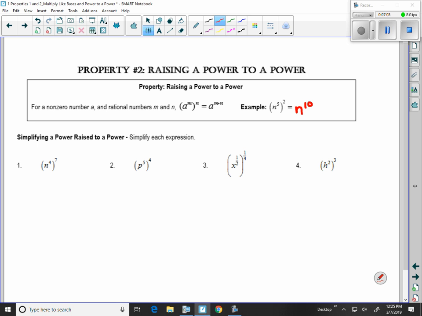Okay, number 1. Power to a power, we multiply. 4 times 7 is 28. Okay, number 2. P to the 5th to the 4th. P to the 20th. Number 3, x to the 1/2 to the 4th.